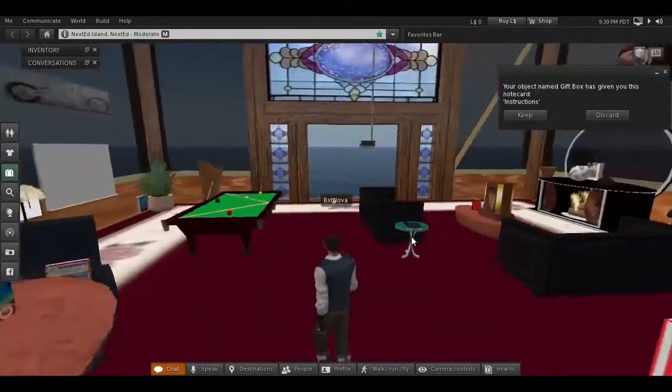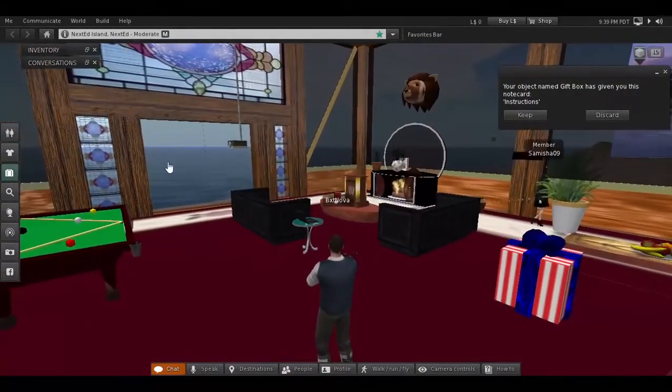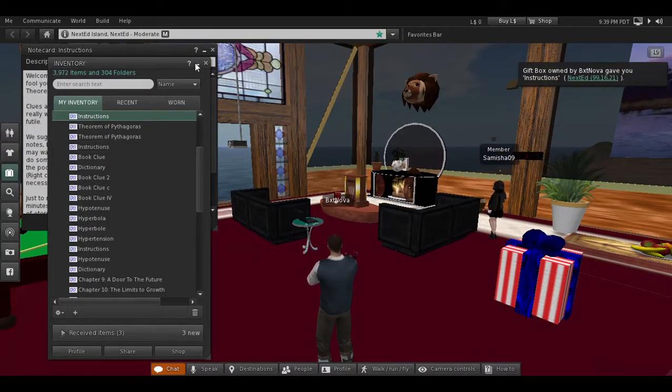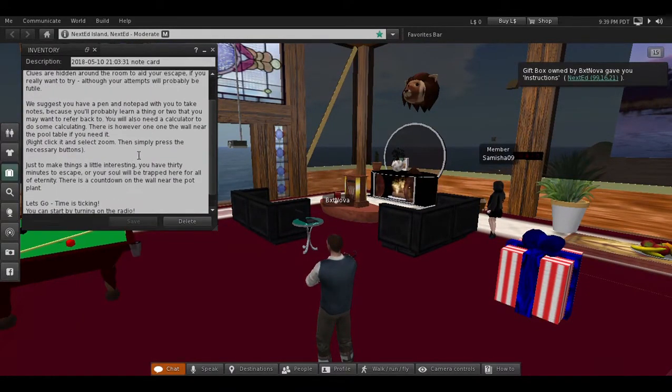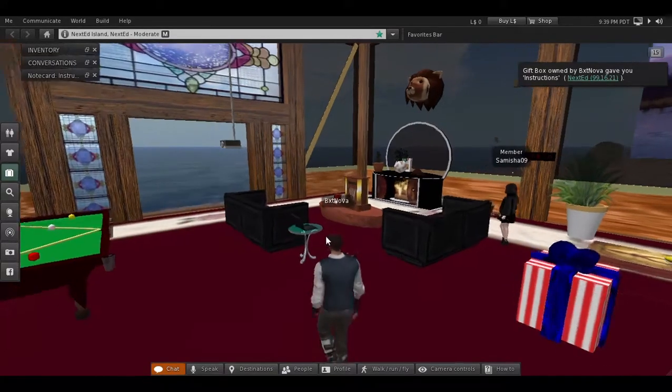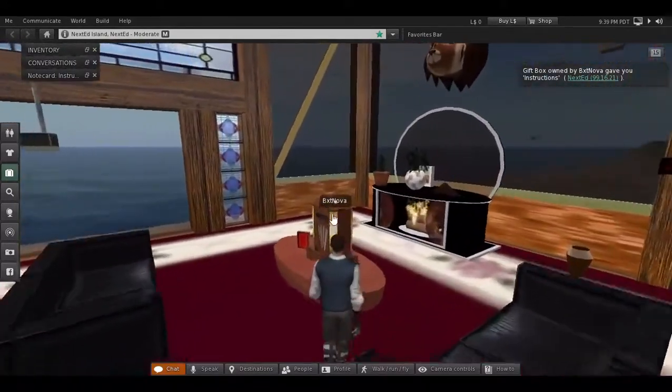There's lots to explore in the room, but first you've got to click on your present, and that'll give you an option to either keep the note card or discard it. And basically they get this note card which gives them instructions on how to progress through this game and where they can go from here, and just about what they're going to be doing and experiencing while they're here.